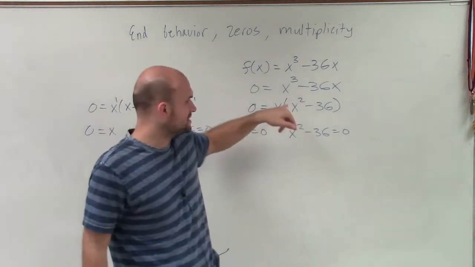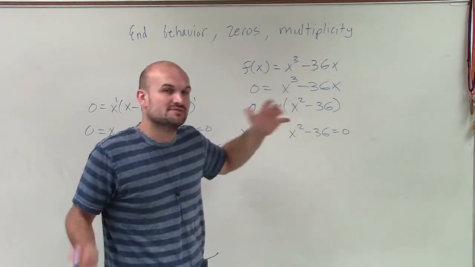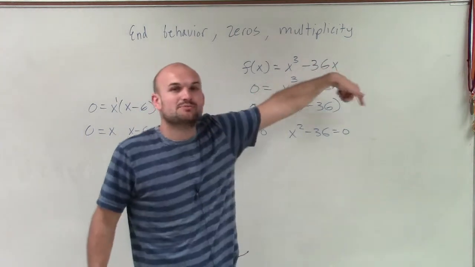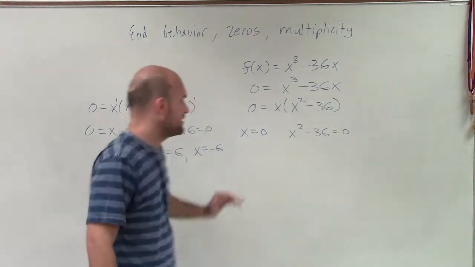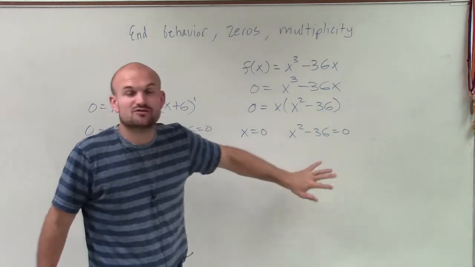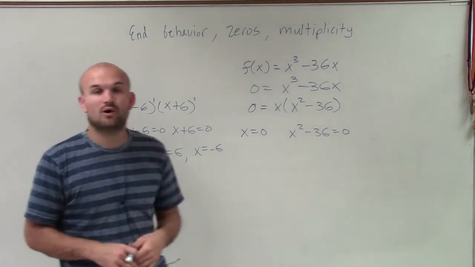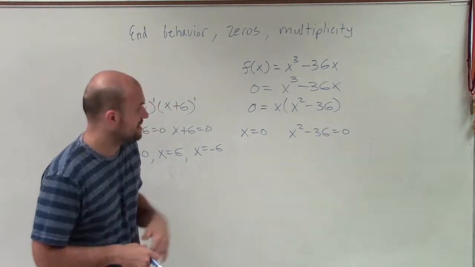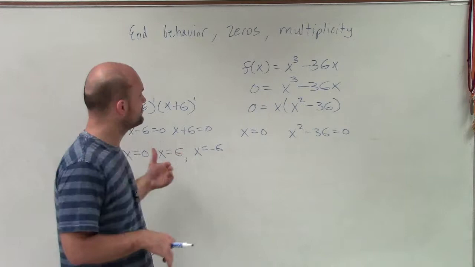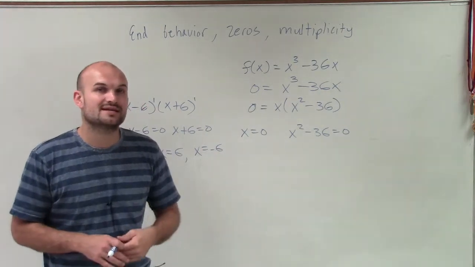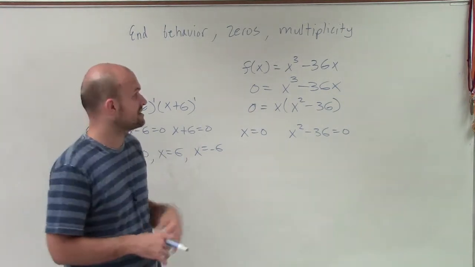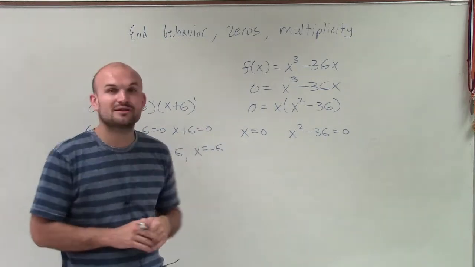Now, some students might look at this and say, oh, I see an x squared, that means a multiplicity of 2. That's only the case when you have an exponent of your factor. So therefore, even when I solve for this, I get x equals plus or minus 6. Each one of these zeros has a multiplicity of 1, or an odd multiplicity, as we like to say, meaning that my graph is going to cross at each one of these zeros, becoming my x-intercepts. So there you go, ladies and gentlemen. That's how we look at that problem.